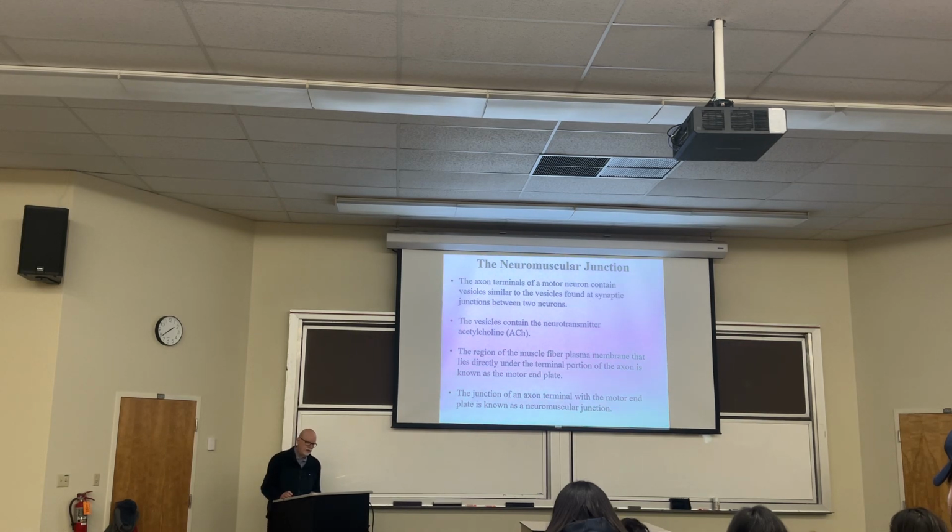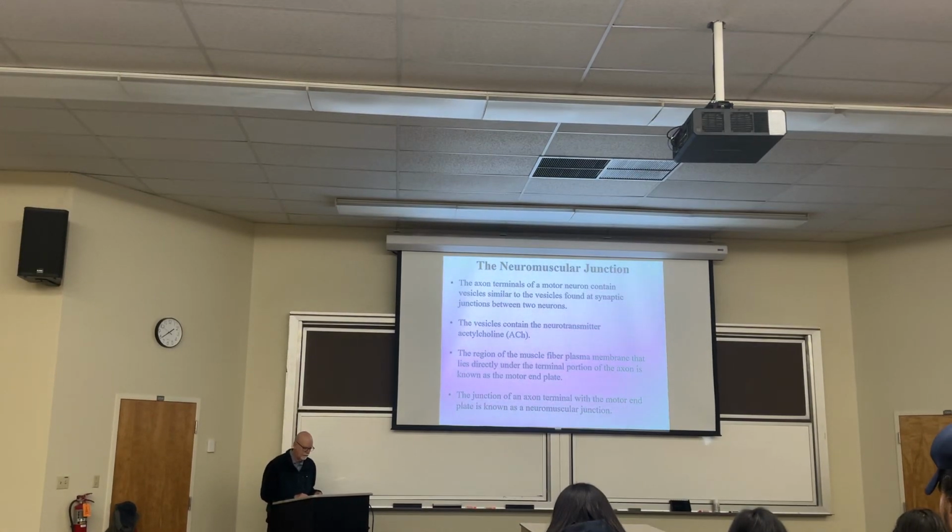The neuromuscular junction is always excitatory. Acetylcholine is always the neurotransmitter in all of these neuromuscular junctions. And they bind to nicotinic cholinergic receptors. We talked about that in the nervous system, but we're kind of refreshing our memory of that.